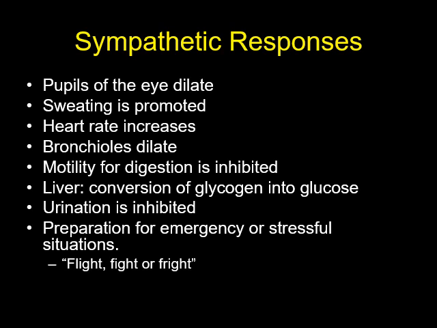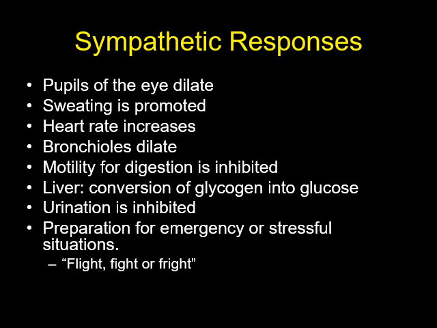Sympathetic responses include the pupils of the eye dilating, sweating is promoted, heart rate increases, the bronchioles dilate, motility for digestion is inhibited, the liver converts the storage form, glycogen, into usable monomers of glucose, urination and defecation are inhibited, and we prepare for emergency or stressful situations, hence flight, fight, or fright.